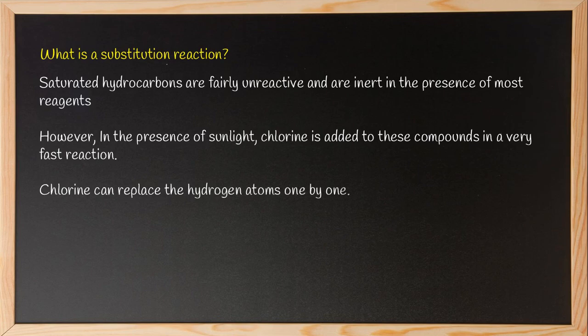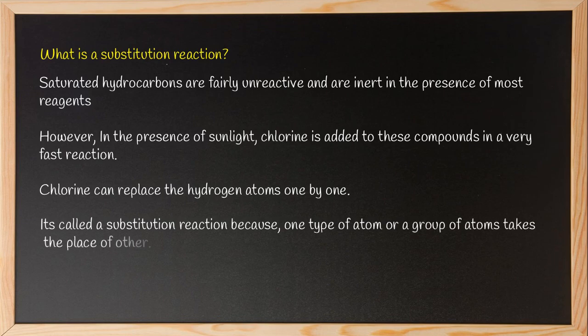Chlorines can replace the hydrogen atoms one by one. Hydrogens are present in alkanes because they have to satisfy the valency of carbon. These chlorines will replace one or more hydrogens and take their place. It's called a substitution reaction because one type of atom or group of atoms takes the place of another. Here, chlorine is taking the place of hydrogen, and hence it is substituting. So these reactions are called substitution reactions.